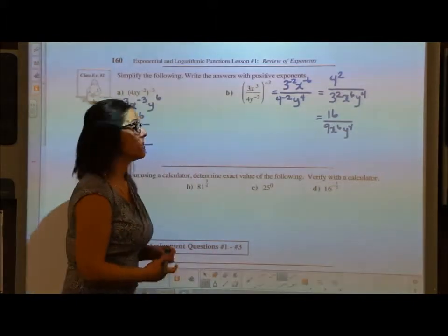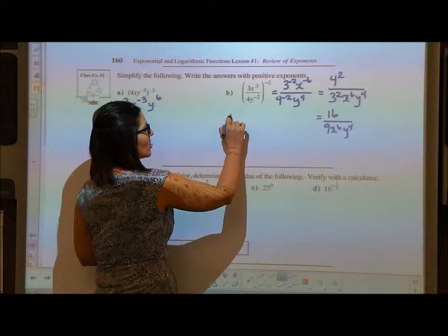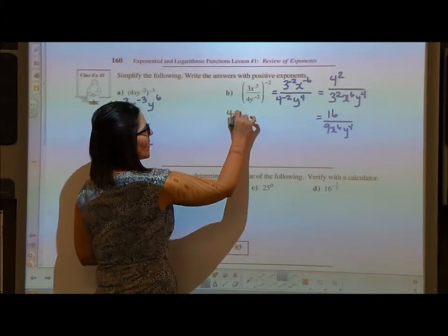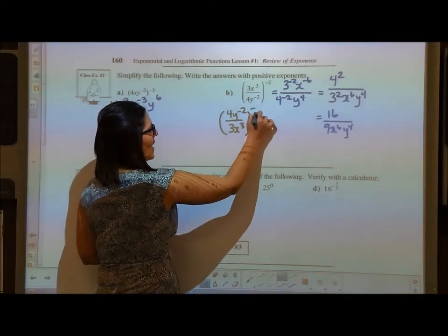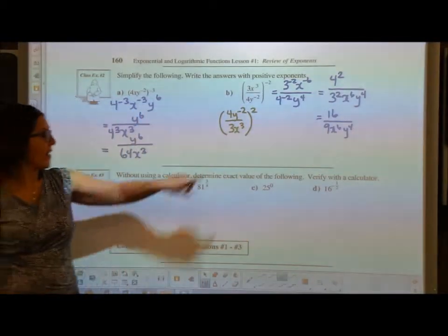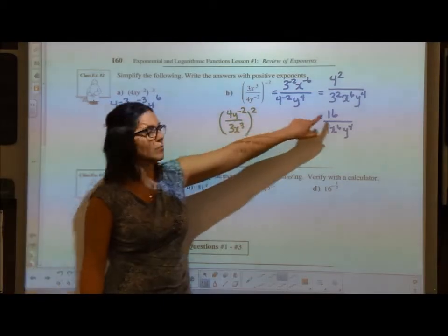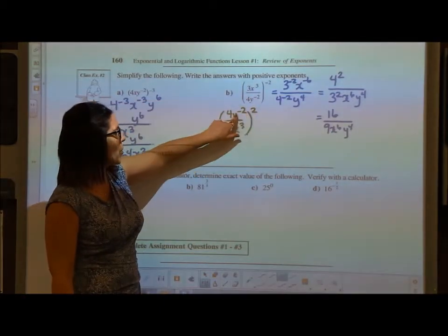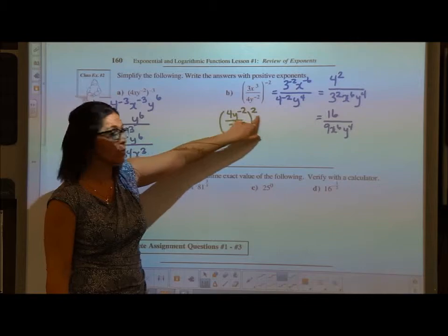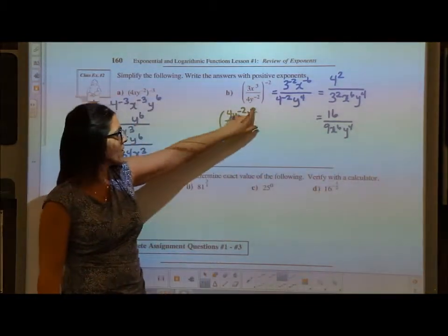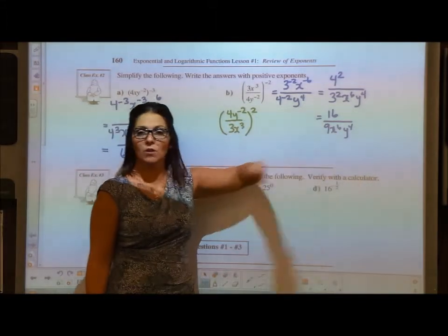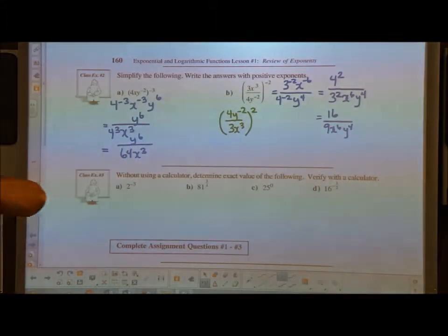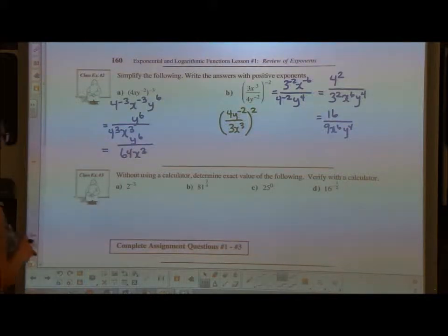The other way that you could have done it is with this step right here, we could have reversed the whole thing. And then made that a +2. And then it would have been 4 squared, which would have been my 16. y to the -4, which then would have moved to the bottom. 3 squared, which is 9. And then x cubed, which would have given me x to the power of 6. So you could have looked at it in a couple of different ways.